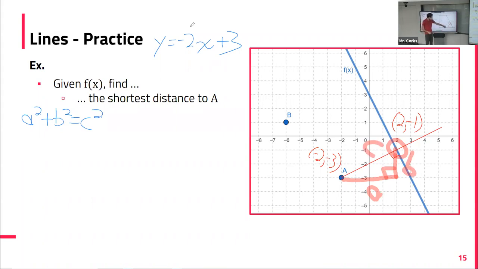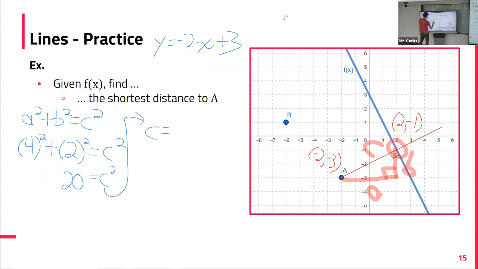So again, figuring out the length of side A here on the bottom: -1 minus -3, or just count them off on the graph. It's 4 and the other one's 2. So 4 is the width there, and 4 squared plus the height, 2 squared, equals c squared. So we have 20 is c squared. So c is the square root of 20.